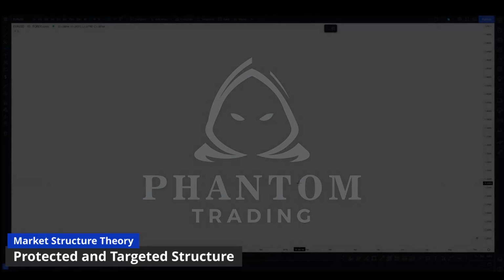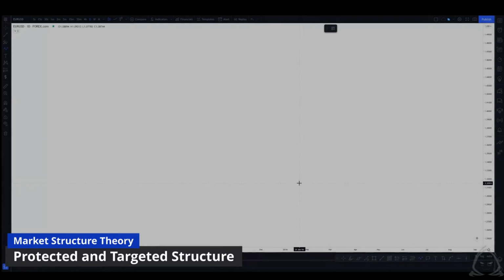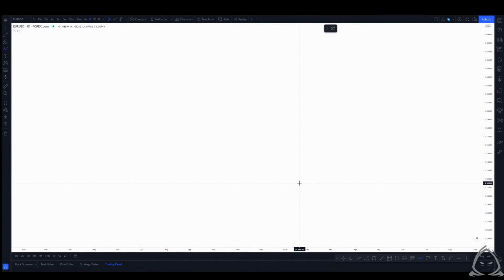Now that we understand market structure, identifying trends, and the three different types of structure that make up a trend, and how we can understand what the market is doing in the order flow that it is creating via structure, we can take it a step further in understanding protected and targeted structure.